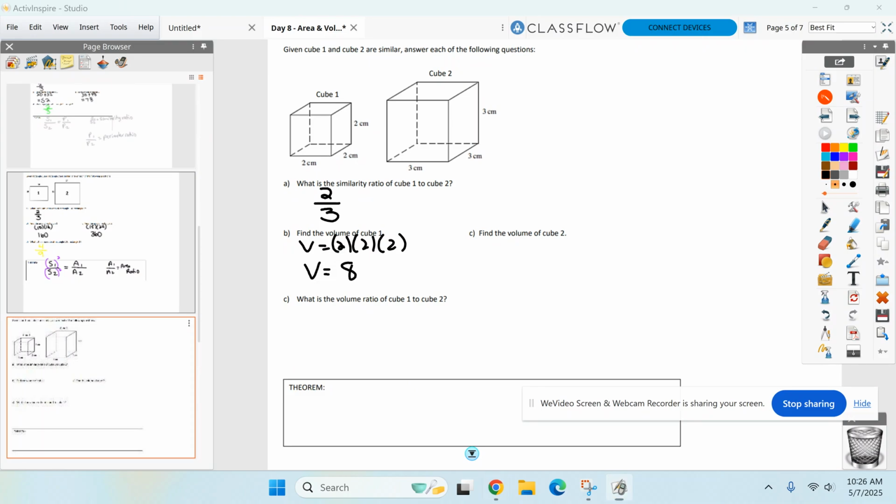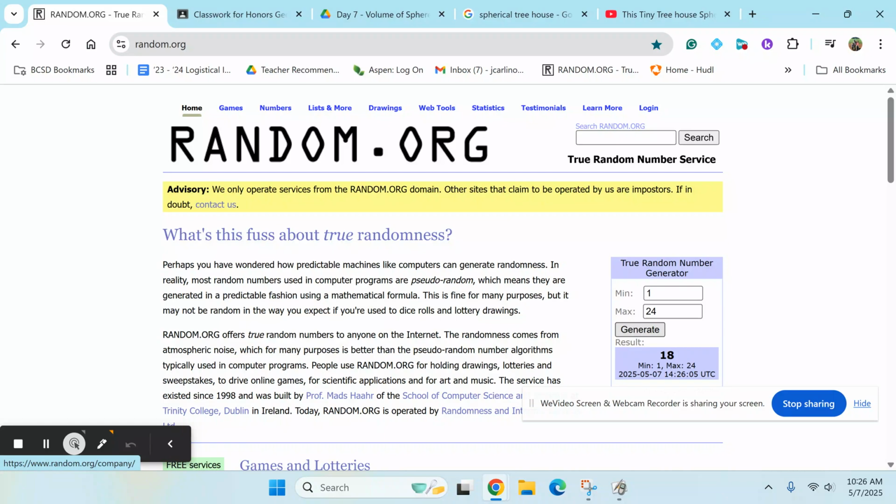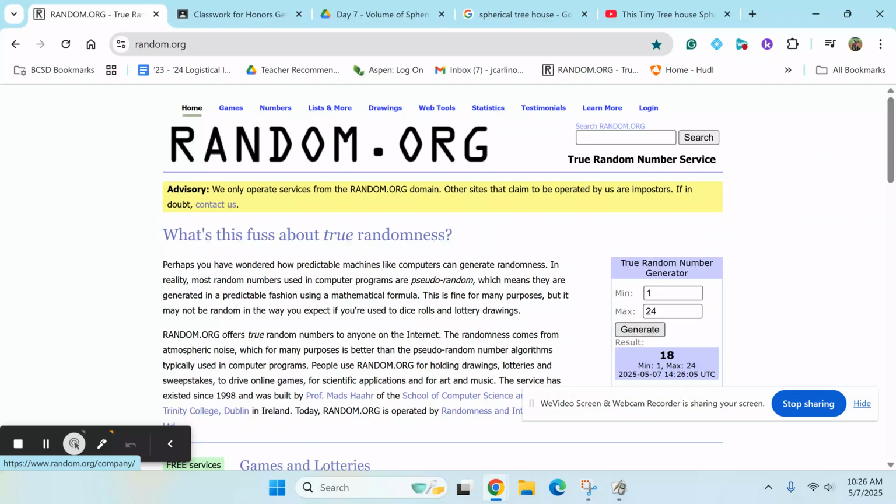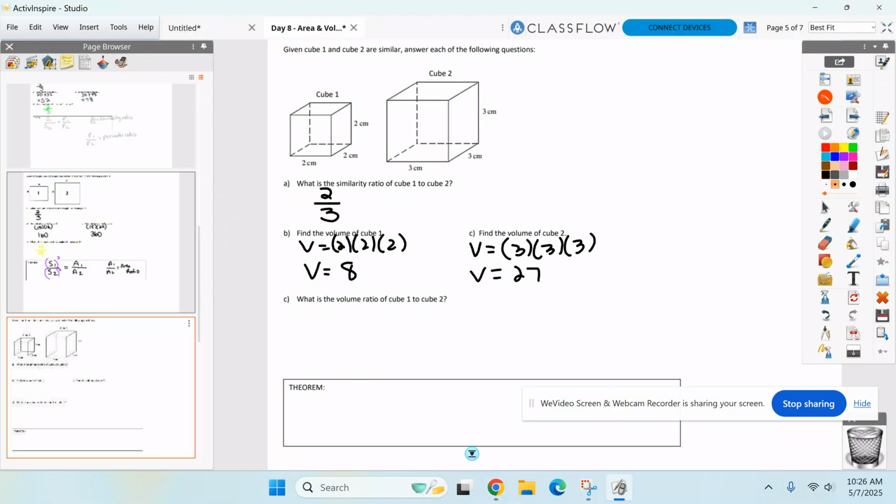And how about cube 2? The volume of cube 2. Take your time when you have it. Thanks, Kira. 27. What's the ratio of cube 1 to cube 2? Don't get freaked out when you punch it into your calculator. Just let me know here. Melissa? Yeah, it doesn't reduce, so it's 8 over 27.